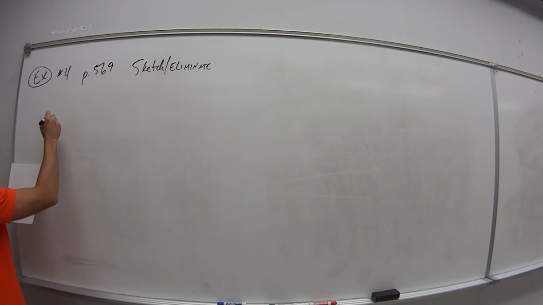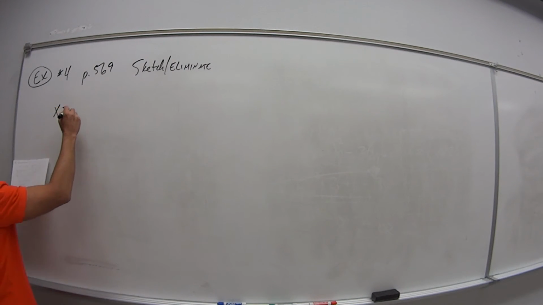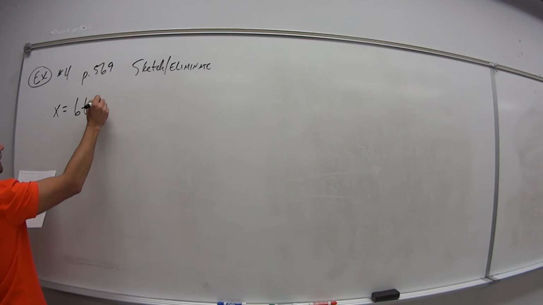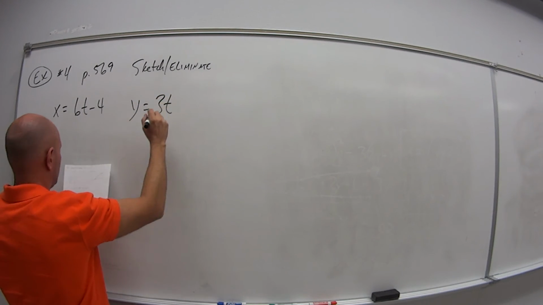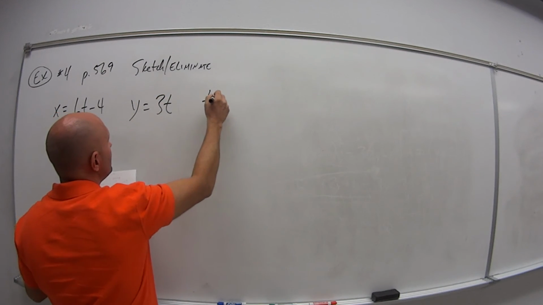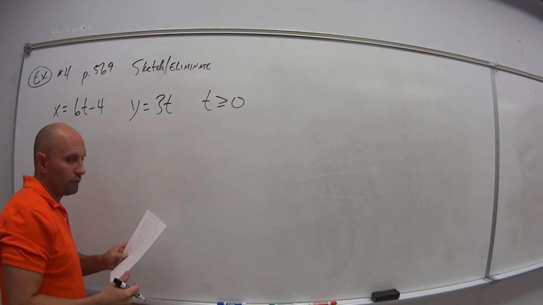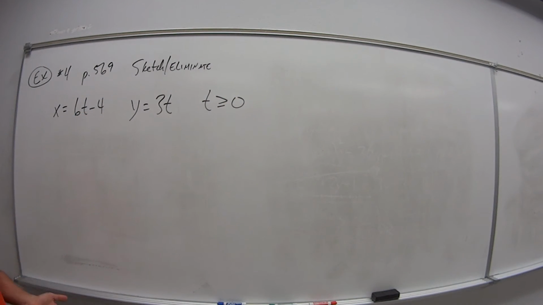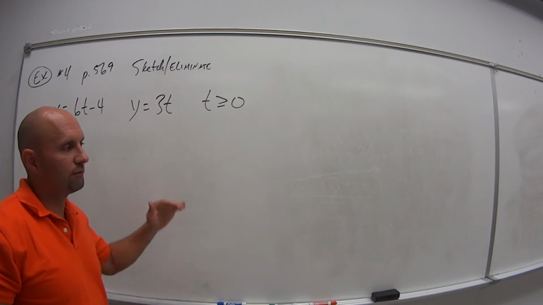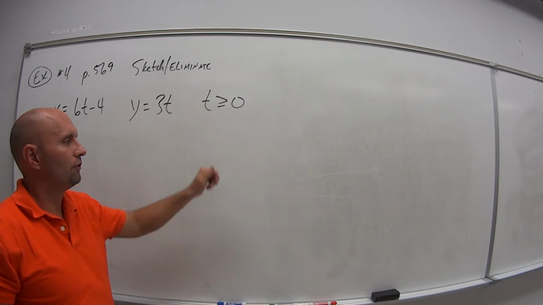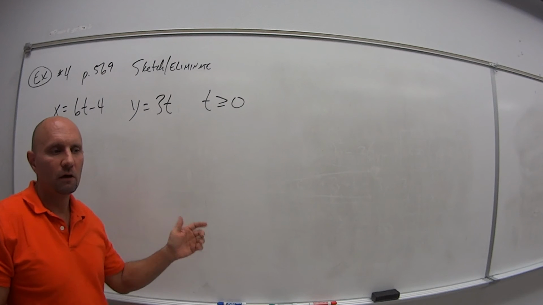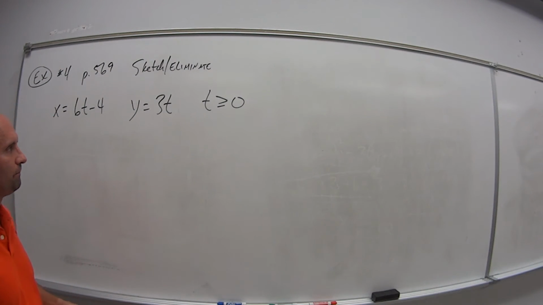Again, we want to sketch and eliminate. This time, x is equal to 6t minus 4. y is equal to 3 times t. And t is greater than or equal to 0. So we have a little more freedom in what values we can pick for t in our table, but it has to be 0 or greater. So again, go ahead and pause here. Come on back, see if you got it right.